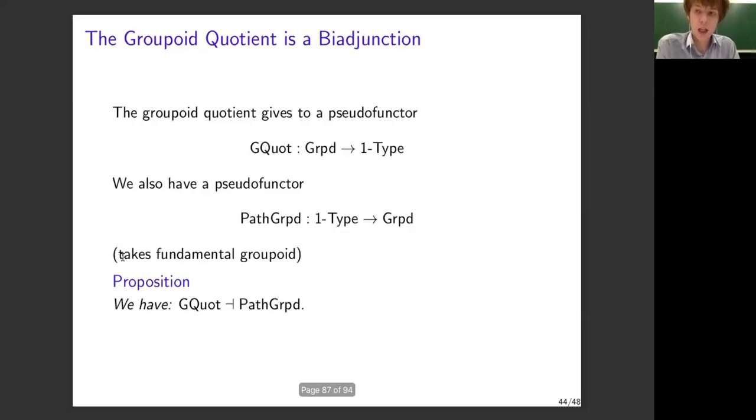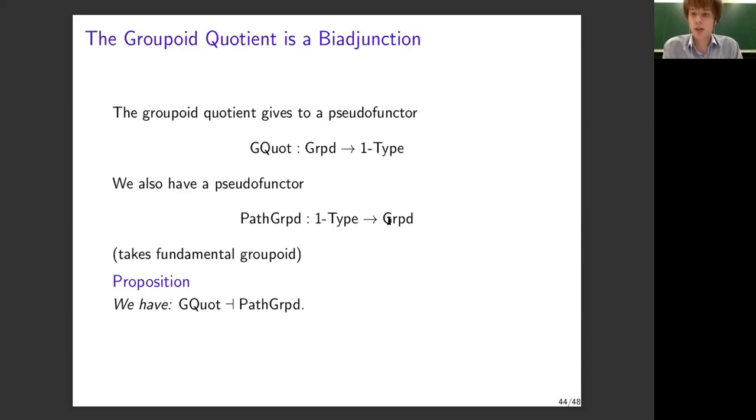The quotient is an adjunction, and the important property of the groupoid quotient is that it is a left bi-adjoint functor. And again, this is done in a similar fashion. So the quotient gives rise to a pseudofunctor from groupoid to one type. And this one will be the left bi-adjoint. So we also need to define a pseudofunctor in the other direction, which goes from one type to groupoid.